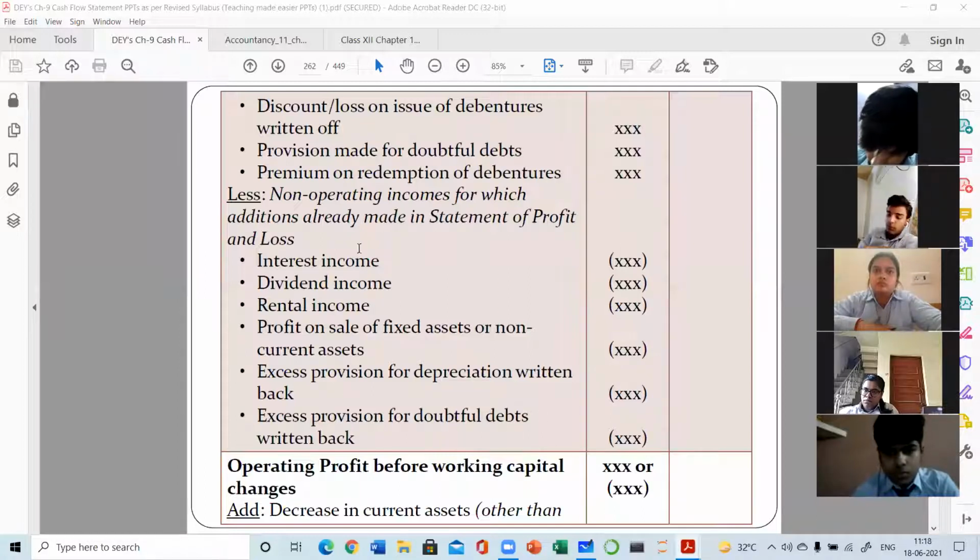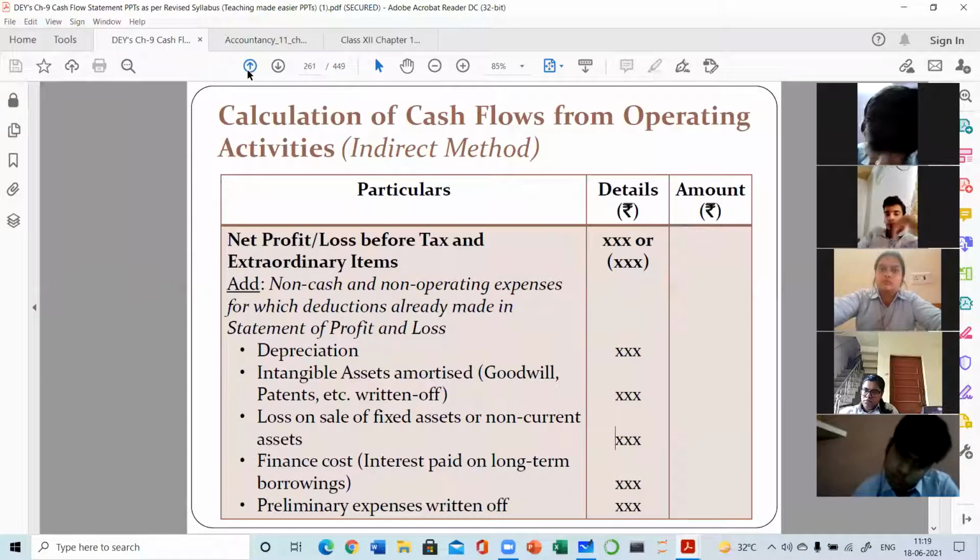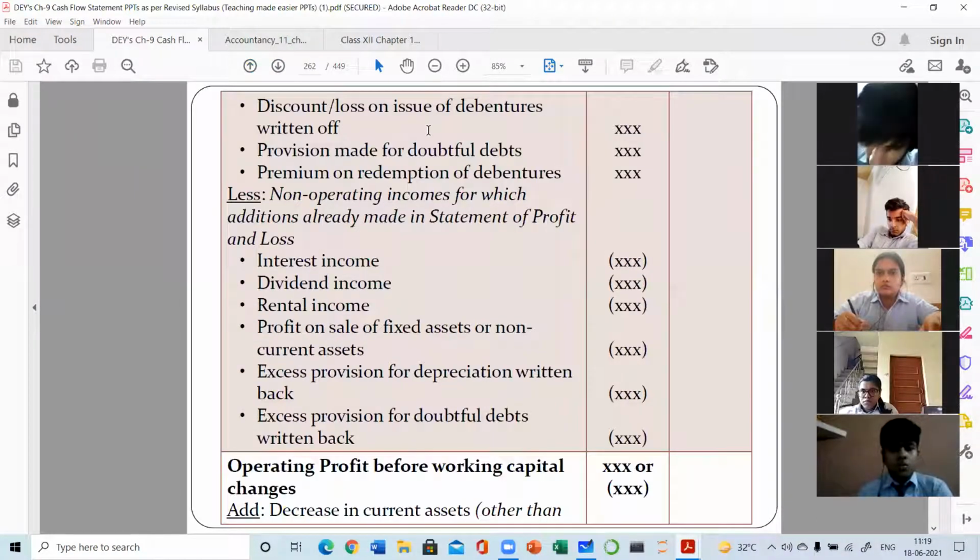One more time I am repeating for your better understanding, and side by side try to learn this format or these steps so that it is fixed in your mind. You can speak it up a little bit slowly in your mind. The outcome of the first step, which is the profit before tax, then a few items will be added. What? Depreciation, amortization, interest, preliminary expenses, loss on sale of fixed asset, then discount on or loss on issue of debentures, increase in provision for doubtful debts, then premium on redemption of debentures.